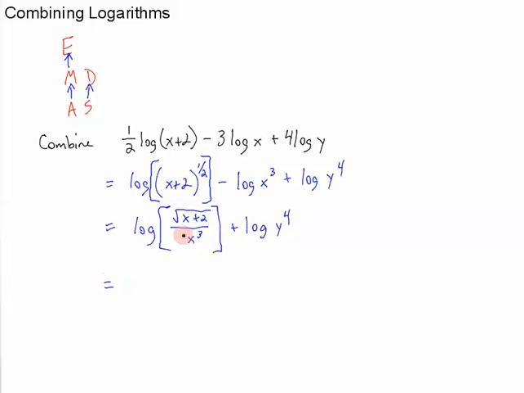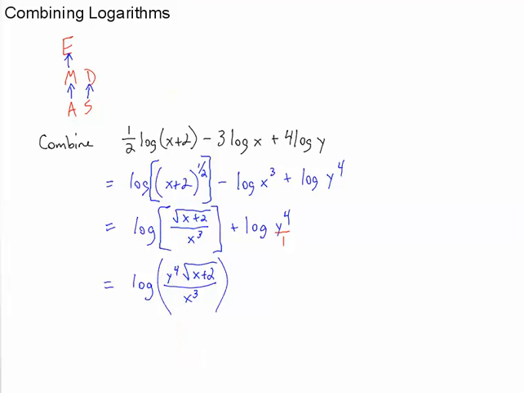So finally, I combine these two logs by multiplication. Don't forget the y to the fourth is over 1, so the y to the fourth will be on the top of this fraction inside. So we have log of y to the fourth times the square root of x plus 2 all over x cubed. If you want to, you could throw parentheses around all of this just to be more clear.